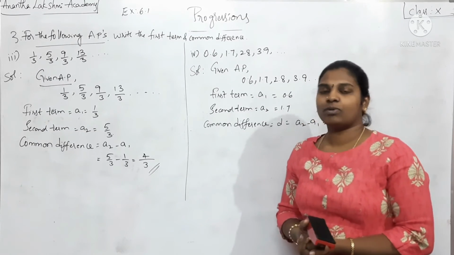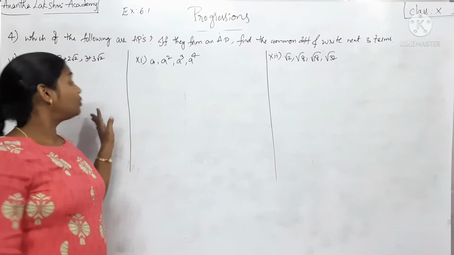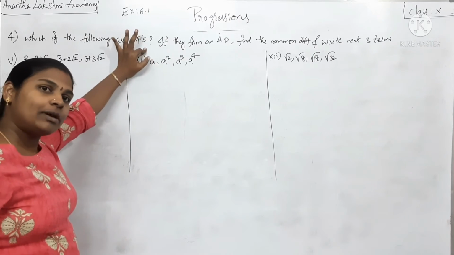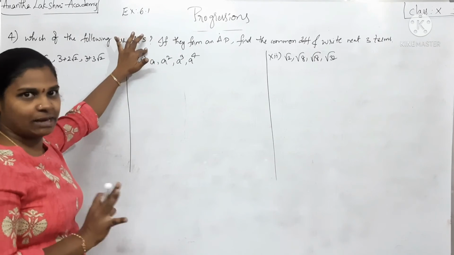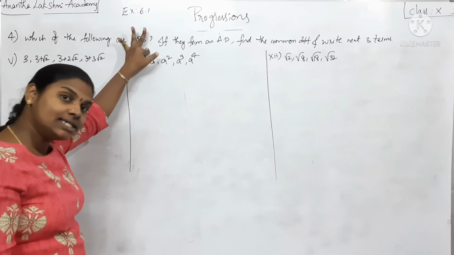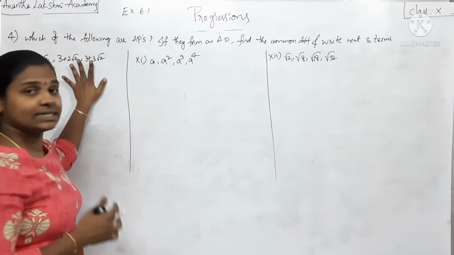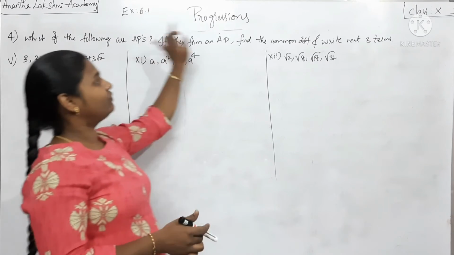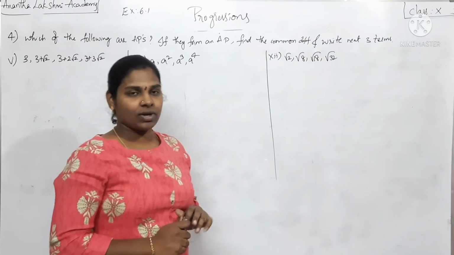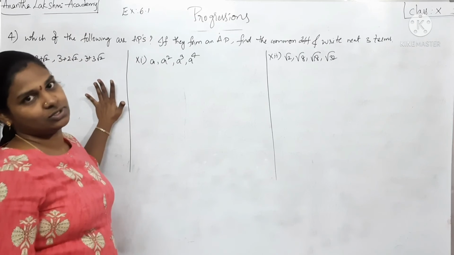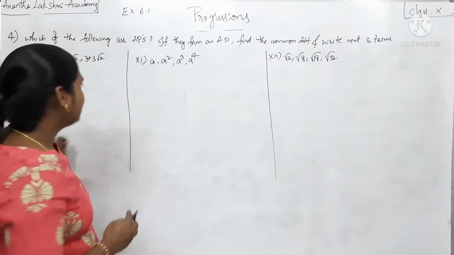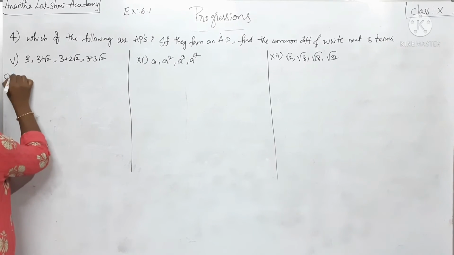Let's look at the next problem. So here we have the fourth problem written. Which of the following are APs? In the earlier problem, they have mentioned that the list is an AP and they asked us to figure out the next terms. Here they are asking us to figure out whether this list is an AP or not. And if they form an AP, find the common difference and write next three terms. Okay, if they are in AP, then we are supposed to figure out the next three terms by writing the common difference. Okay, so let's look at the fifth bit of this particular series.